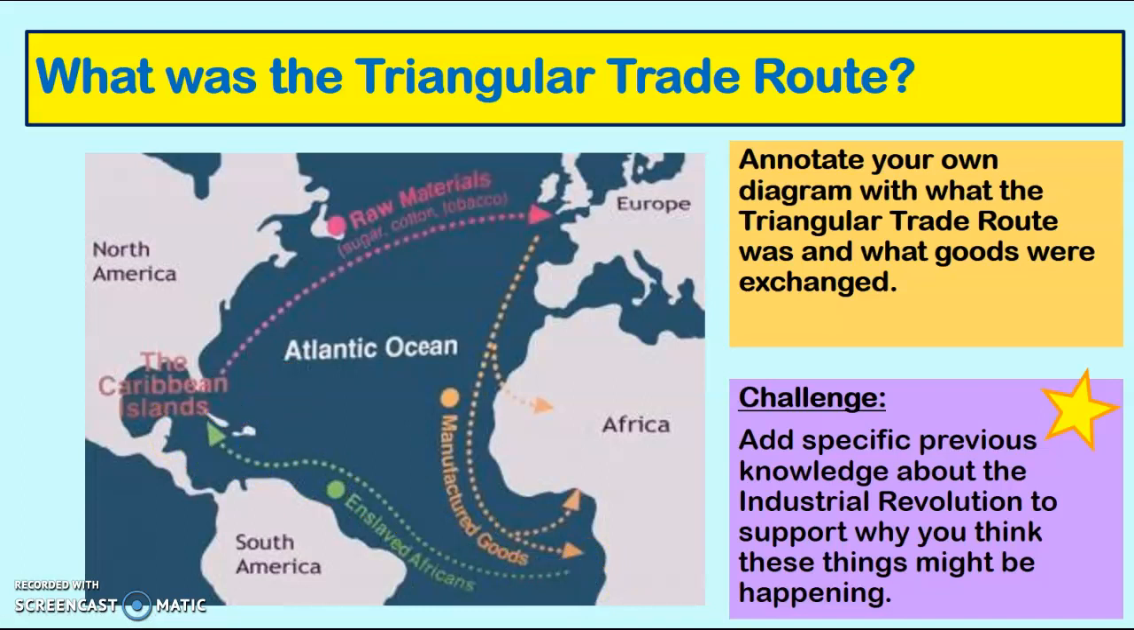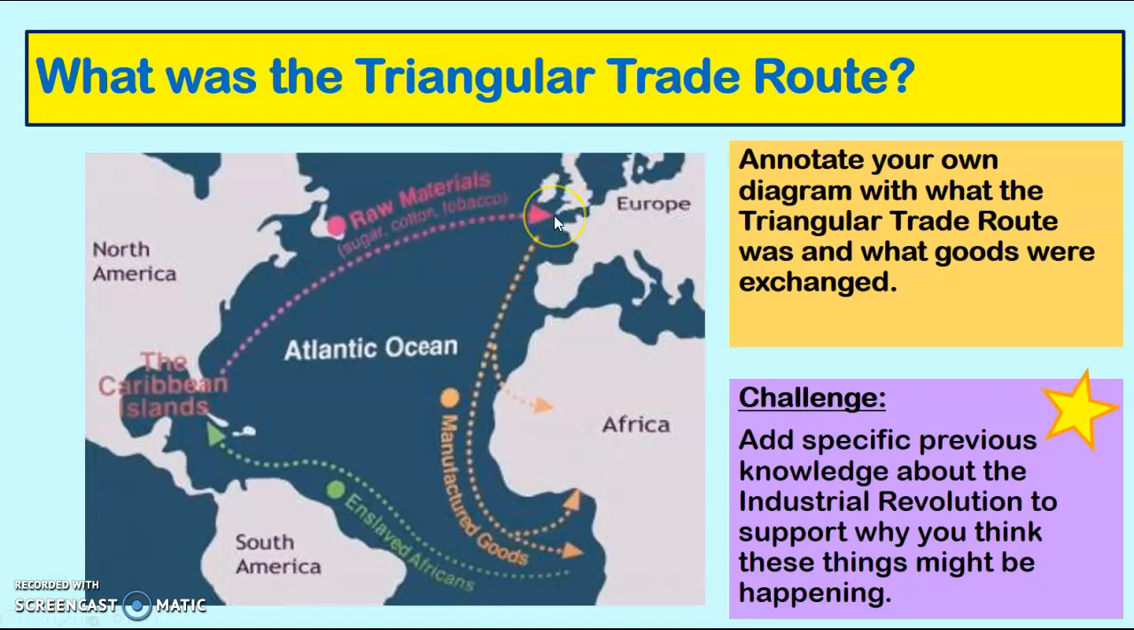So the final part of the triangular trade route is the route between the Caribbean islands back to Europe. Now, like I said, in Europe, they've got this huge industrial boom and they're building things. They're also using a lot of disposable income on luxuries, things like sugar, rum, tobacco.